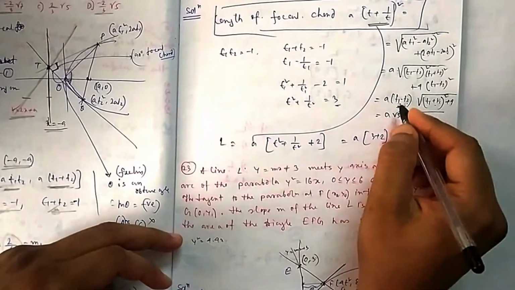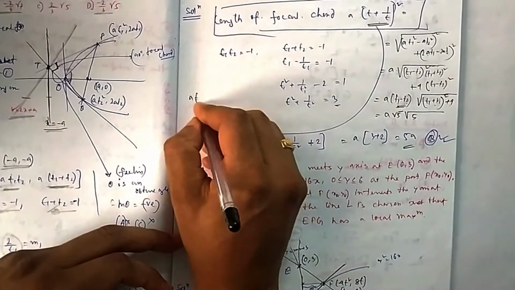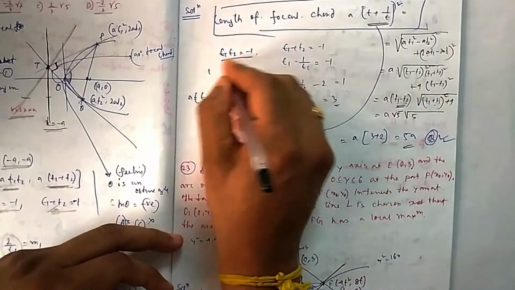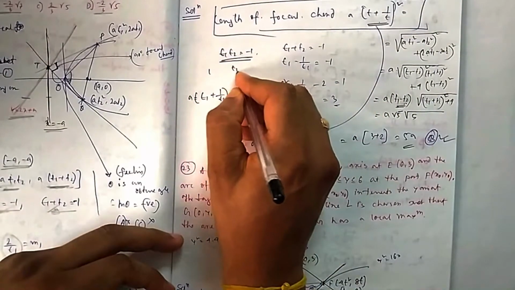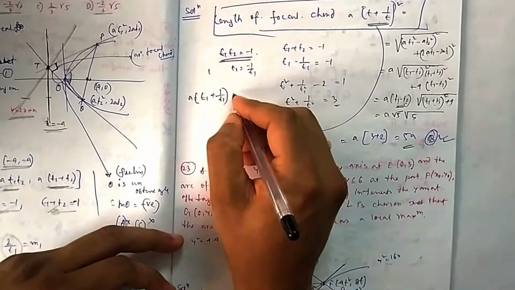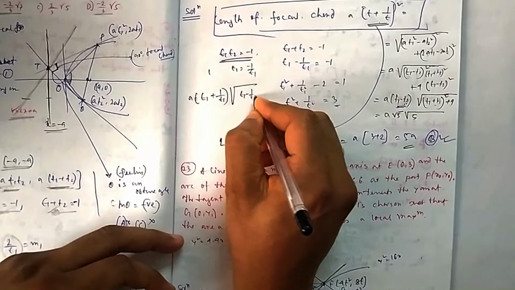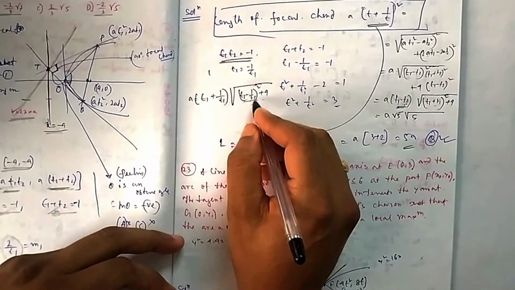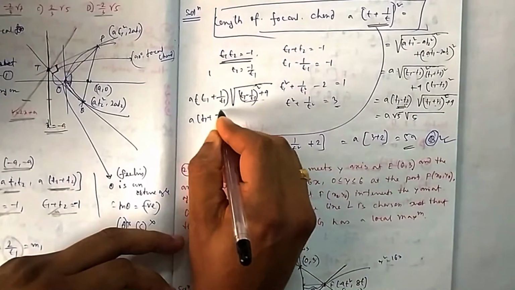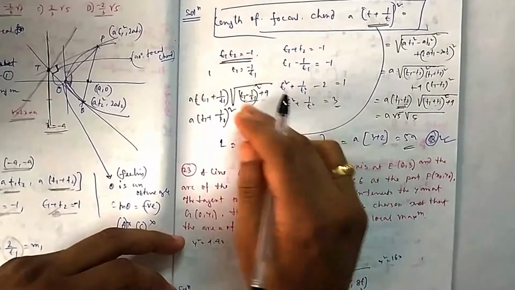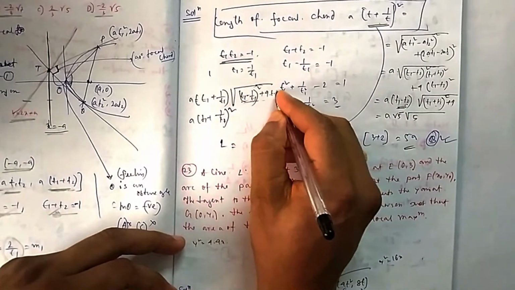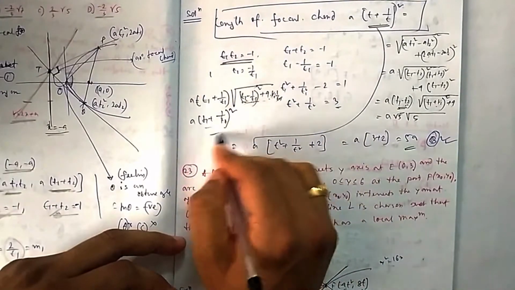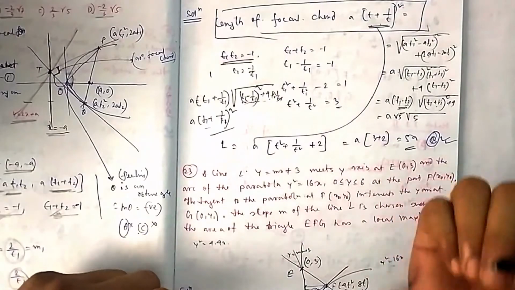Should I solve it there? If it is a focal chord, then this length becomes a into t1 plus 1 by t1, because instead of t2 you can write minus 1 by t1, since t1 t2 is minus 1. Under the bracket it will be t1 minus 1 by t1 whole square plus 4. This you know how to write: a minus b whole square plus 4ab is a plus b whole square. But here you can directly substitute the values.